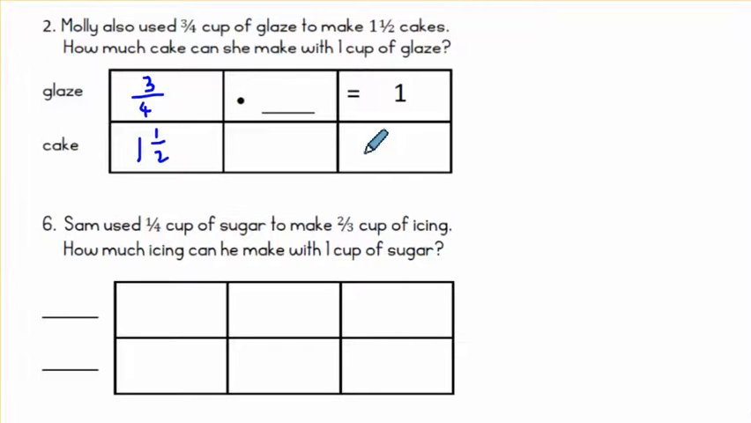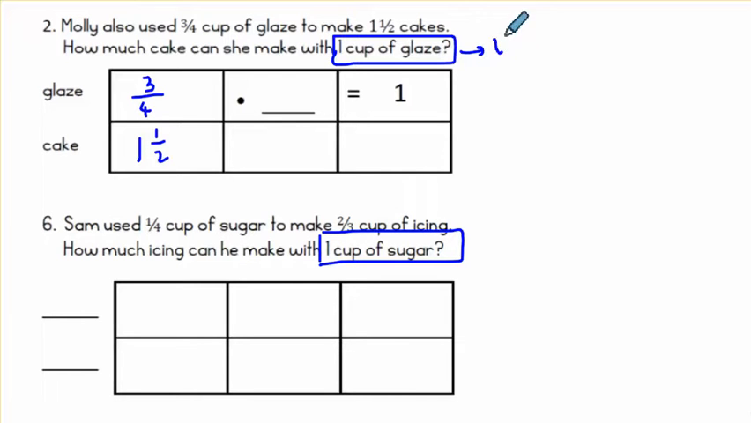Every single question on this worksheet is going to ask something along these lines, which basically says how much of something do you need for one of something else? In this case, it's 1 cup of glaze. In this case, it's one cup of sugar. It's always one because that is what makes it a unit rate. Remember from today, we talked about unit rate is how much per one. Okay? So the one is always going to go up here.